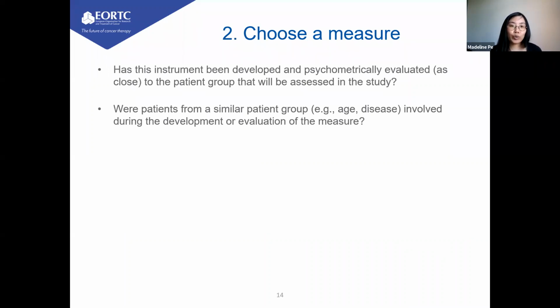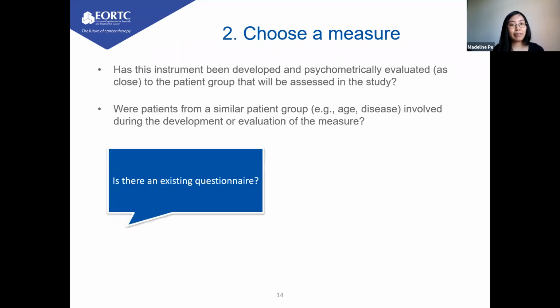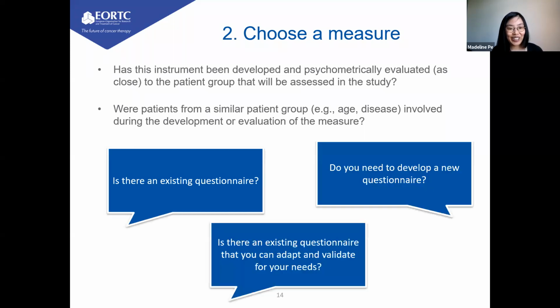So when you're thinking about which measure to choose, you have to ask yourself, has this instrument been developed and, well, psychometrically evaluated to the patient group that will be assessed in the study? So you always have to ask of this questionnaire, was it tested or was it validated with a similar patient group? And second, were patients from a similar patient group involved during the development of this measure? And there are other questions that you can ask.